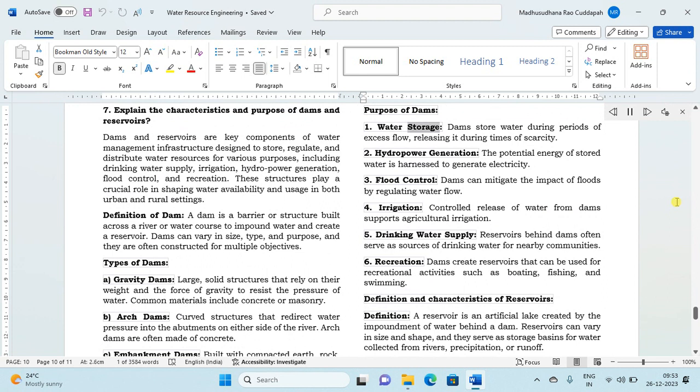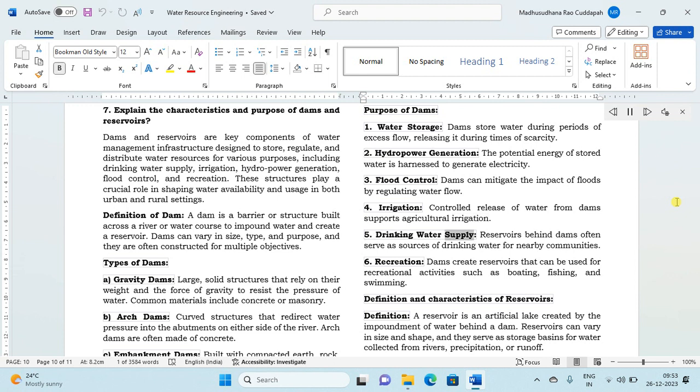1. Water storage. Dams store water during periods of excess flow, releasing it during times of scarcity. 2. Hydropower generation. The potential energy of stored water is harnessed to generate electricity. 3. Flood control. Dams can mitigate the impact of floods by regulating water flow. 4. Irrigation. Controlled release of water from dams supports agricultural irrigation.